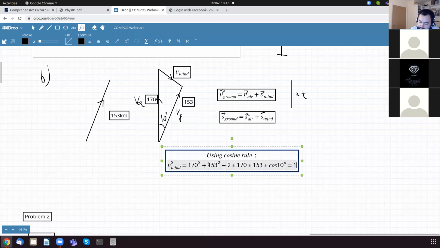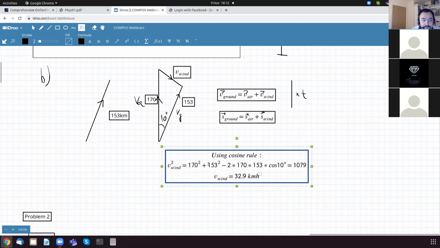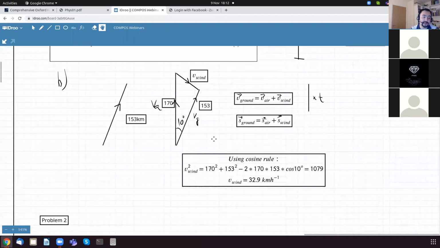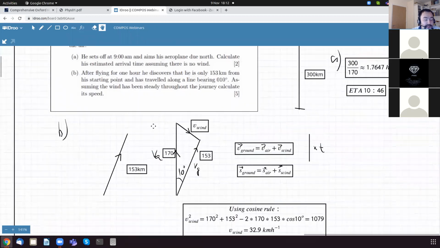So it's 179, and so the speed of the wind is the square root of that, which is 32.9 kilometers per hour. And the displacement caused by the wind is obviously 32.9 kilometers. Do we need to find the direction of the wind? No, just the speed of the wind.